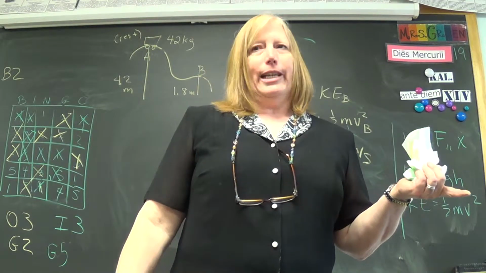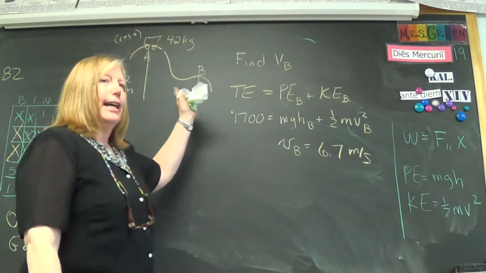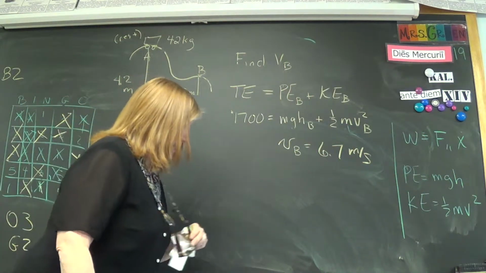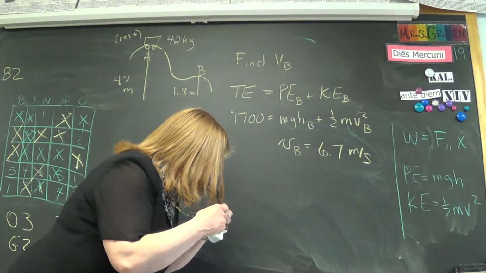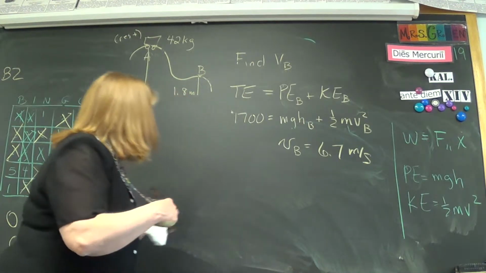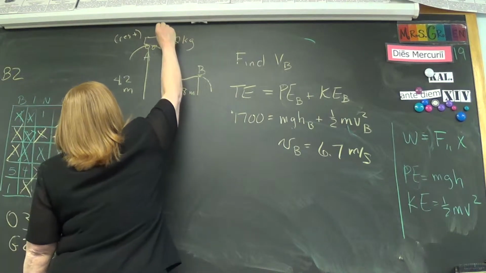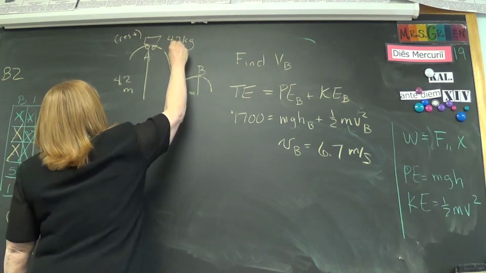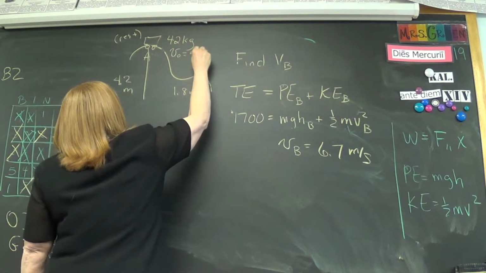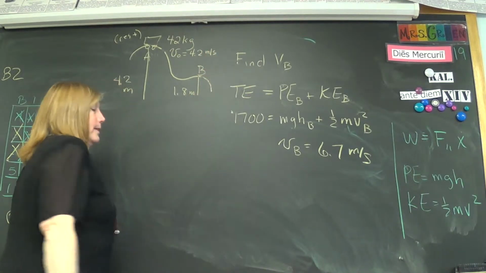And guess what I'm going to change? It's no longer going to be at rest. It's going to have an initial velocity. So I'm going to give it initial velocity of 4.2 meters per second. So V sub O is 4.2 meters per second.